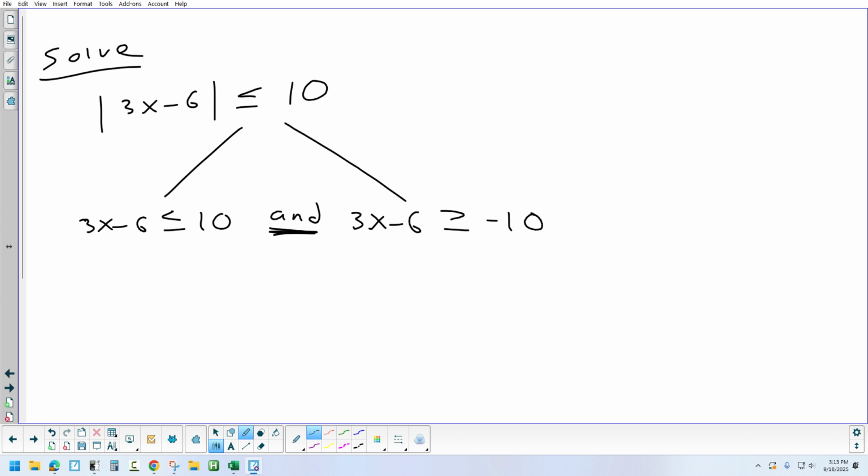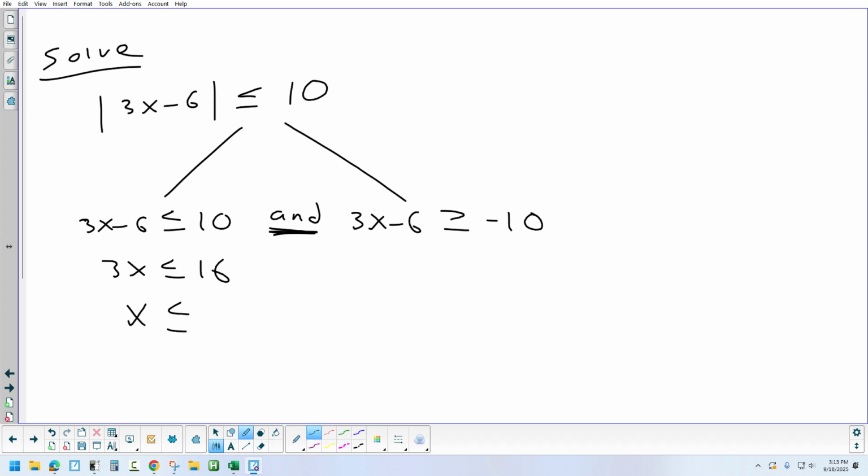Okay, so solving the inequality on the left, 3x minus 6 less than or equal to 10. What's my first step? Maria, what's my first step? Add 6. Yeah. And Savannah, my last step. Divide by 3.